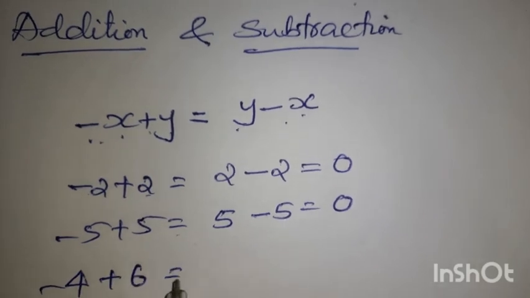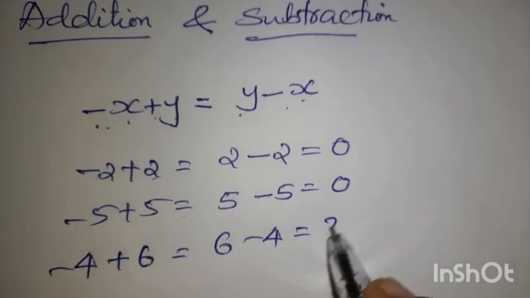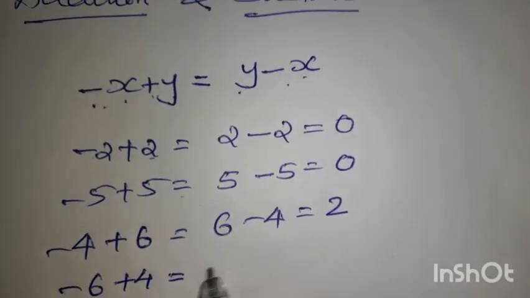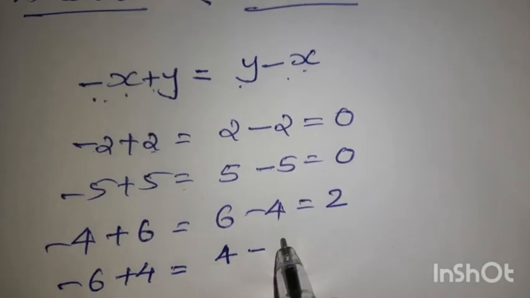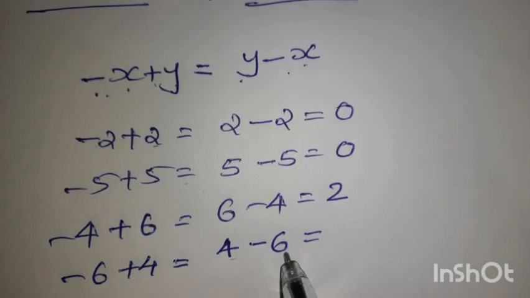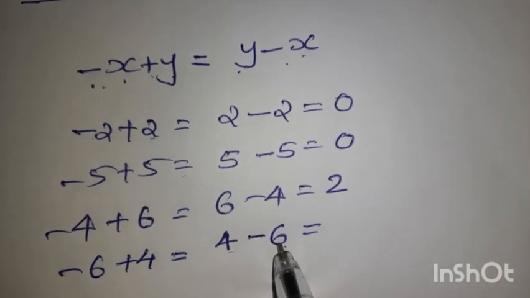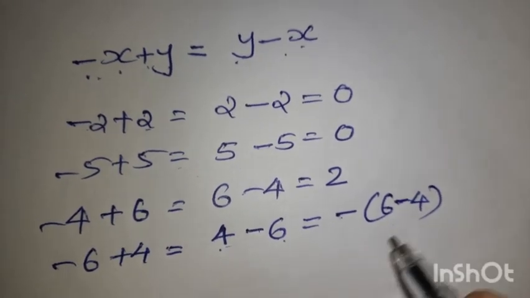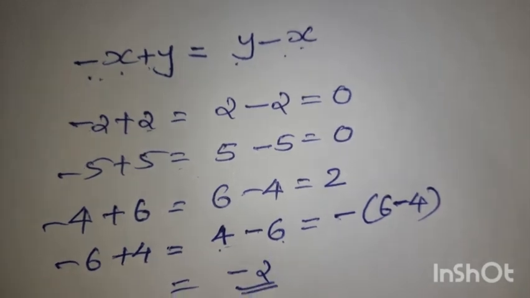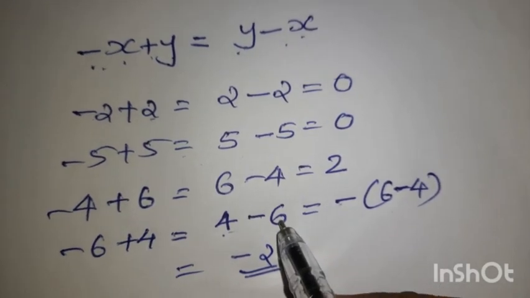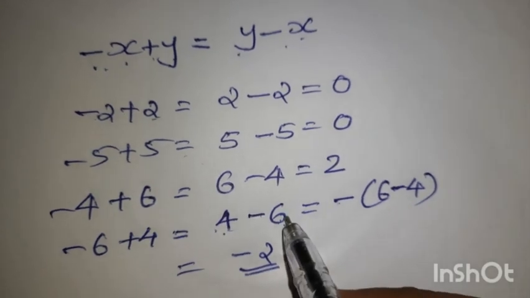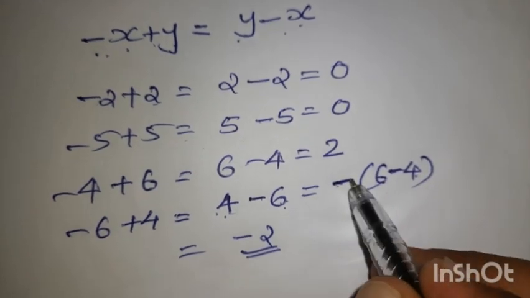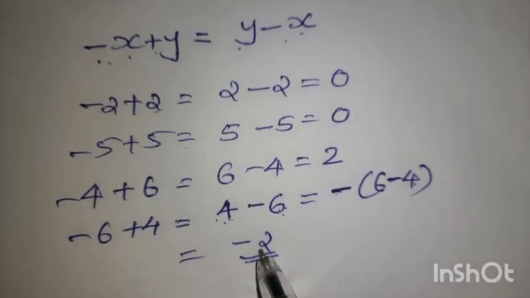Minus 4 plus 6, it is 6 minus 4, the answer is 2. Minus 6 plus 4, how will you write this? Positive value we are writing first, 4 minus 6. Then how will you calculate this one? You have to subtract from a higher number to lower number, like the previous one, minus of 6 minus 4. The answer you are getting minus 2. So you have to subtract it from higher number to lower number, not from lower to higher. Okay, we cannot subtract like that. So you have to subtract it from higher number to lower number and keep the sign of the higher number. The answer you are getting minus 2.